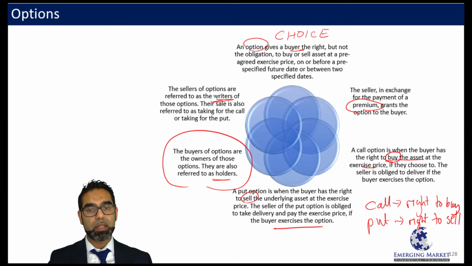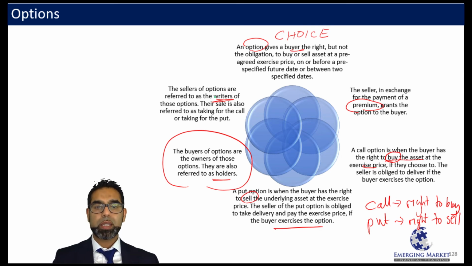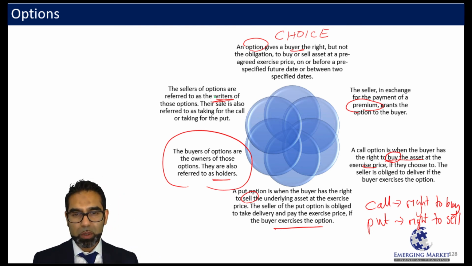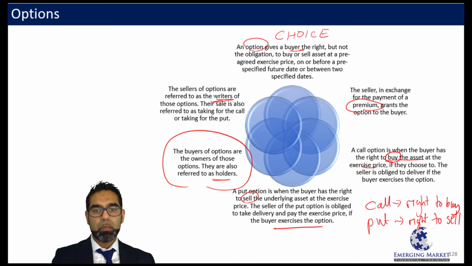Okay, the sellers of the option, they're short, and we saw the term short the option. Their sale is also referred to as taking for the call or taking for the put. Okay, but be familiar with seller, with writer, buyer is a holder. And for this level, that's what you need to know. Deeper modules go into quite a bit more detail in options.